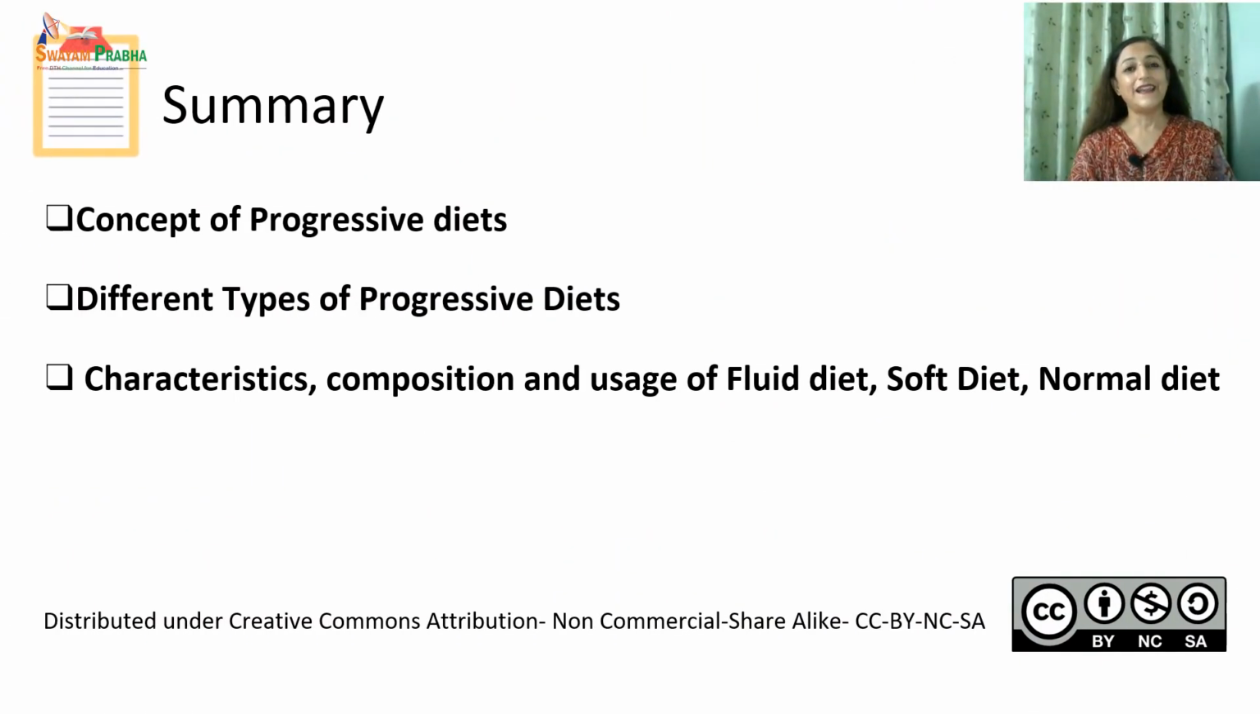So let us summarize what we have studied in this lecture. We have studied the concept of progressive diet, which tells us that progressive diets are the diets which help in progression from no food to full food. Then we studied the different types of progressive diets, and the characteristics, composition, and usage of full fluid, soft diet, and normal diet.